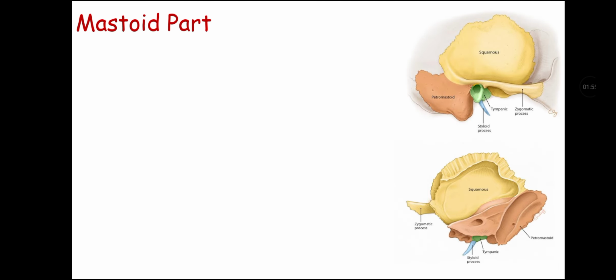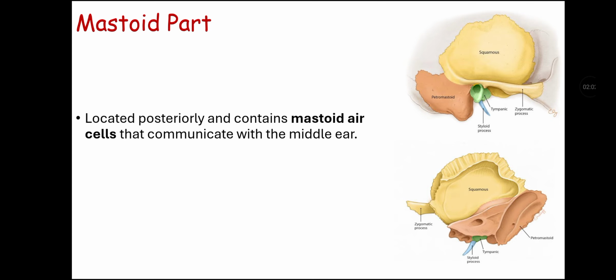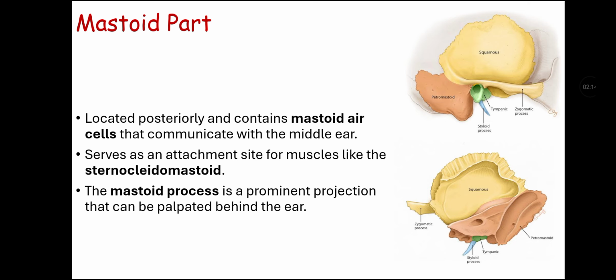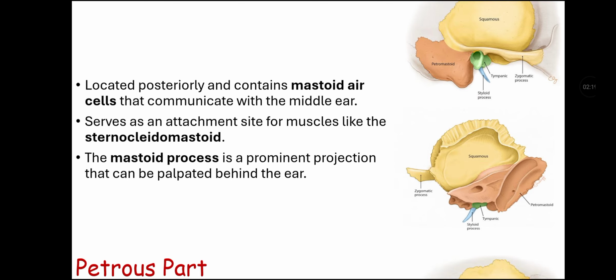Next part is mastoid part. As you can see in diagram, the orange color part is the petromastoid part. It has petrous part and mastoid part. The lower portion is mastoid part. Mastoid part is located posteriorly and contains mastoid air cells that communicate with the middle ear. It serves as an attachment site for muscles like the sternocleidomastoid muscle. Mastoid process is a prominent projection that can be palpated behind the ear.